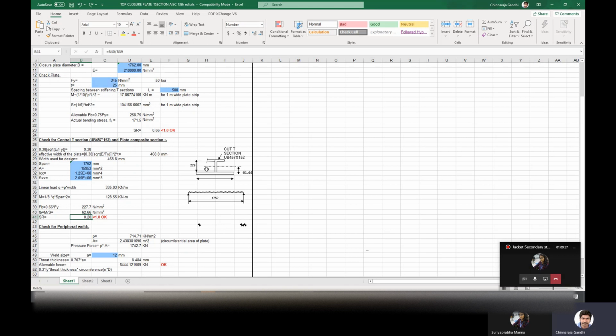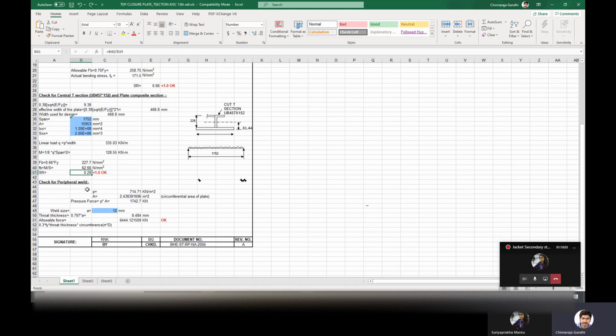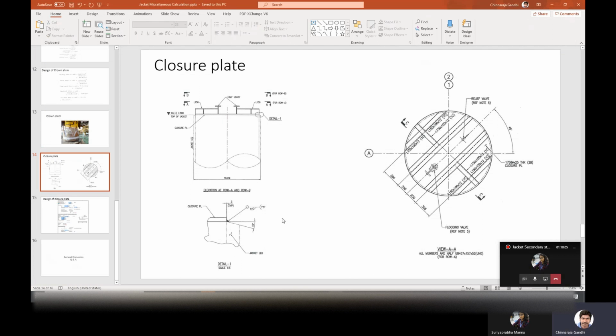Now we have checked the plate and the section also on top of the closure plate. Now check for the peripheral weld. This periphery weld, this weld we have to check. How to check that weld?